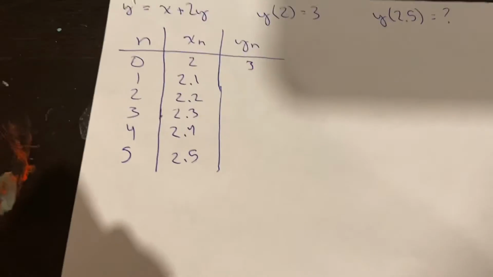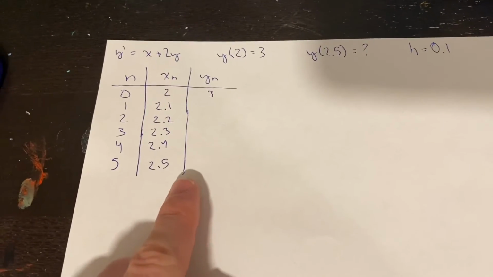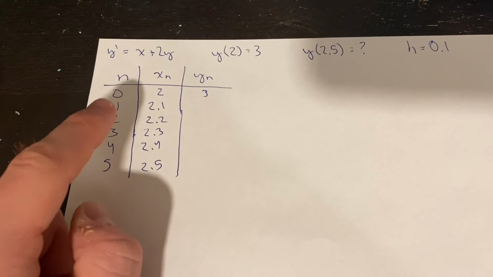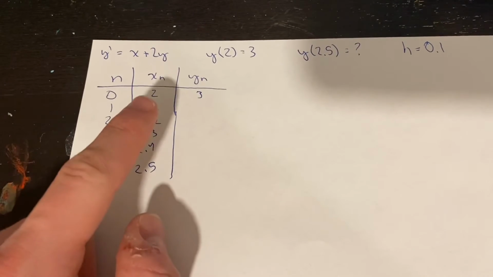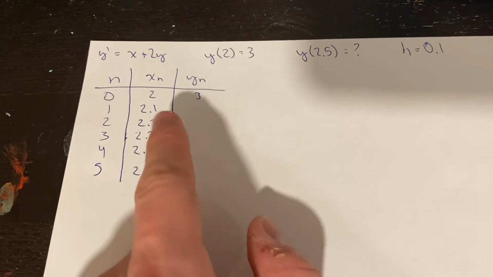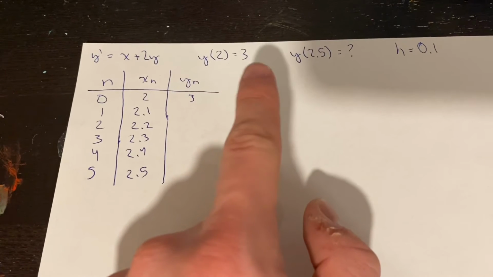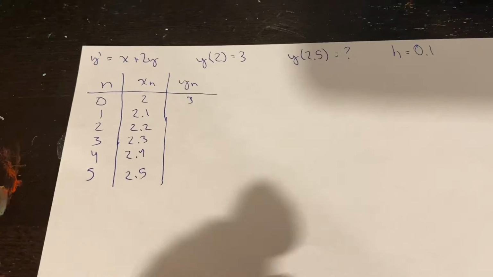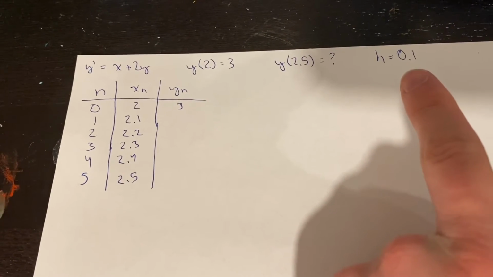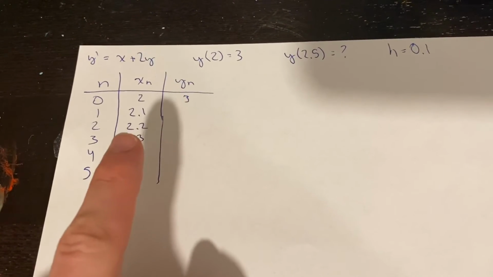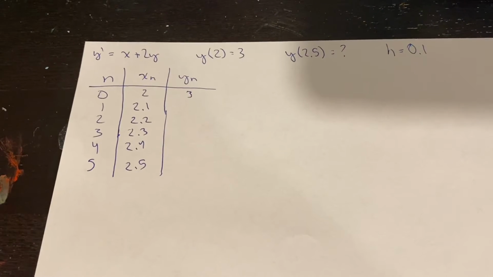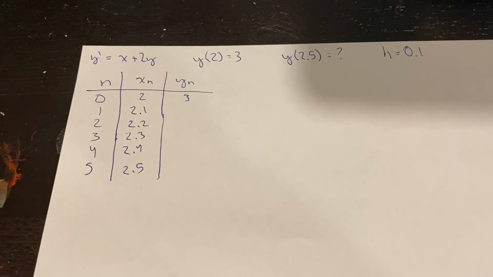So again, setting up your table, just from what we're given in the problem, this is what we already know. We can make arbitrary n values, 0, 1, 2, 3, 4, 5. And then x sub n, we know x sub 0 from the point is 2 and y sub 0 is 3. We also know that the step size is 0.1, so our x sub n's are going to increase by 0.1 each time. Now, let's use Euler's method equation to solve the problem.